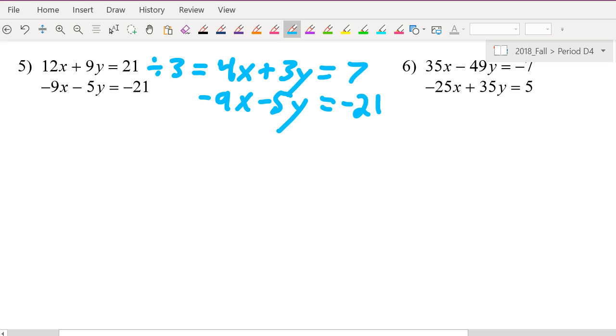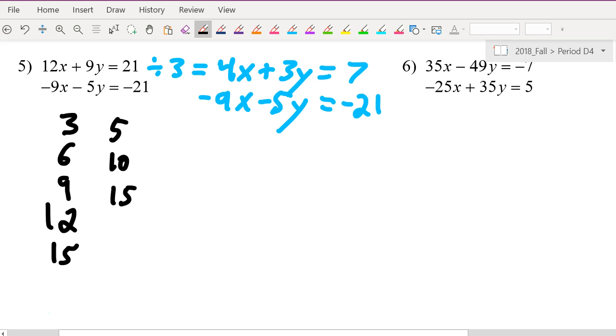I get what you were saying though, because these 21s would become 0, but it's still not going to help us. Okay, so we need to choose to either cancel out negative 4 and 9 or negative 5 and 3. Which one do you want to do? 3 and 5. Good. Okay, what do you want to multiply by then? Well, let's find our LCM. 3, 6, 9, 12, 15. So it's going to be 15, right? It's going to be multiplying times each other. 5 times 3, and 3 times 5.